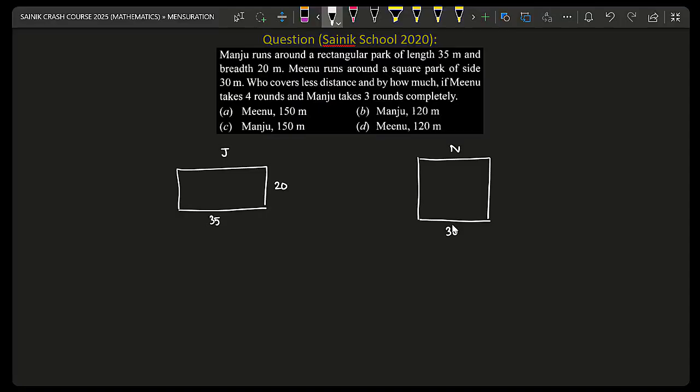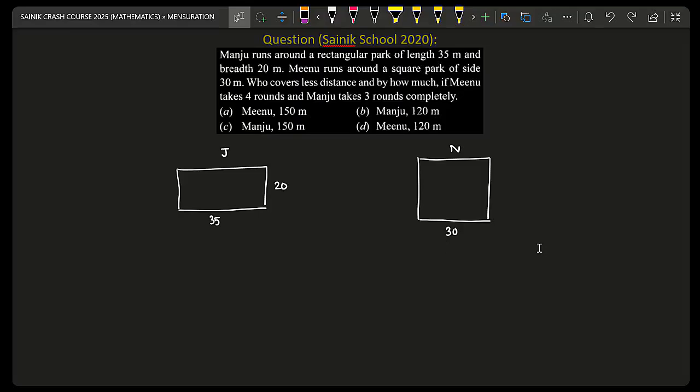120 meters, sir. No, answer my question. If Manju runs around the rectangular park one round, how to find the distance covered by her? Sir, into 4. Why into 4? I'm not asking about Meenu, I'm asking about Manju. 3 rounds, sir. I'm not asking the number of rounds. If she runs one round around the park, how to find the distance covered by her?